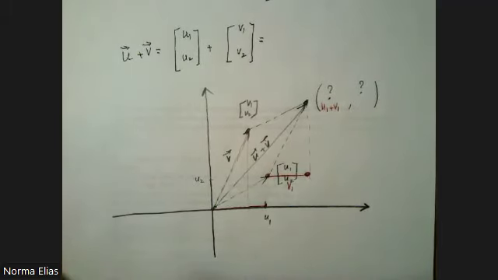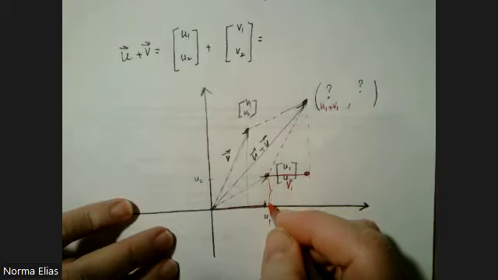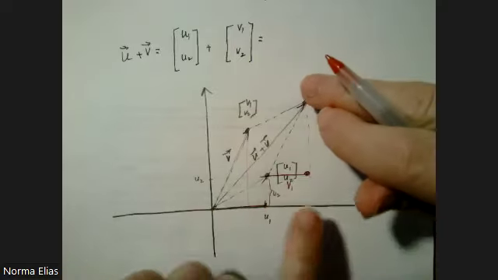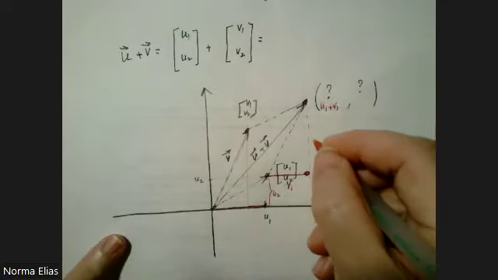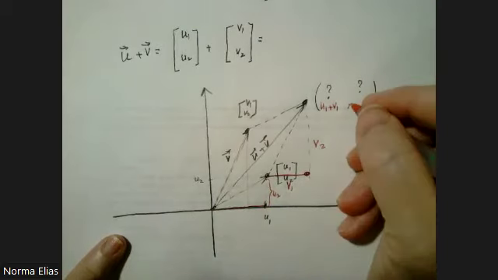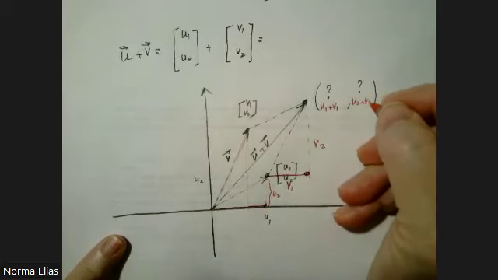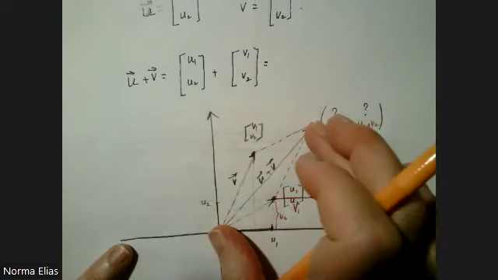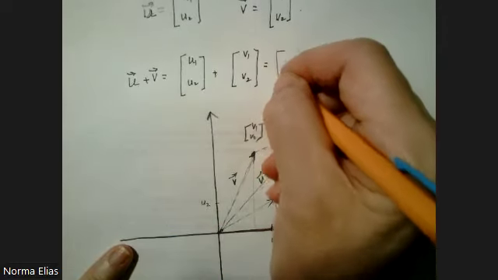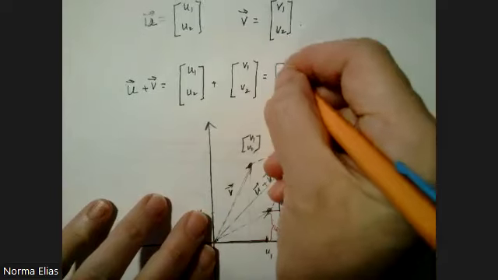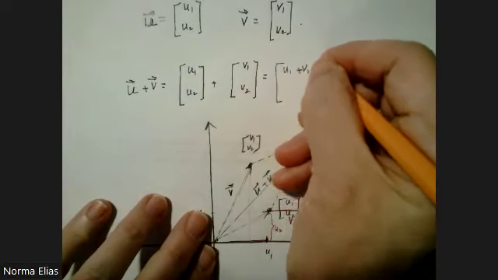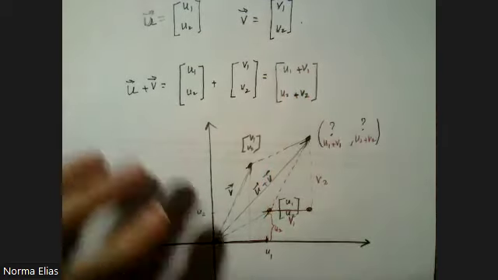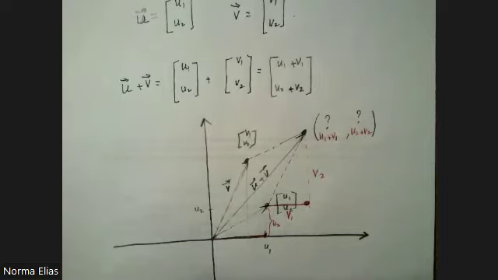The same argument goes for the Y component. This is U2. V is the translate of that. So this is the same vertical displacement, and this here is V2. So geometrically, this is U2 plus V2. So when you add two vectors, you're obviously creating a new one, but the components of the new one, I feel comfortable writing that this is the sum of the components. So that's how we add vectors.